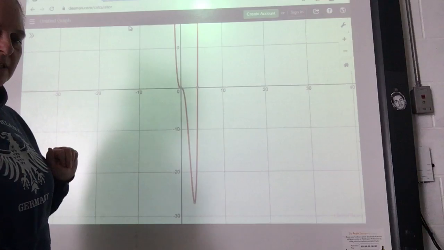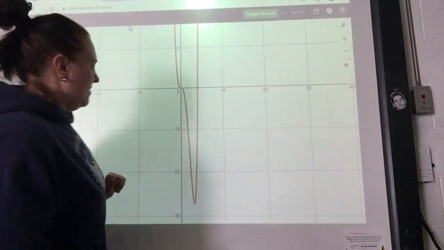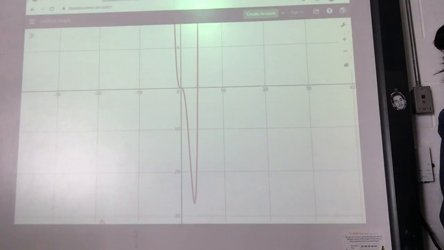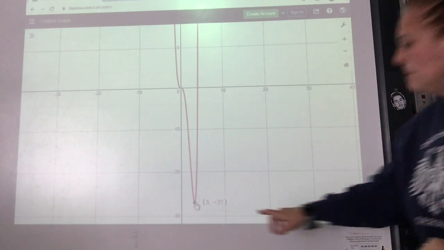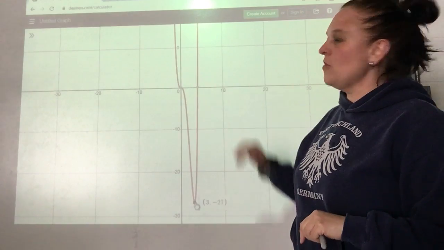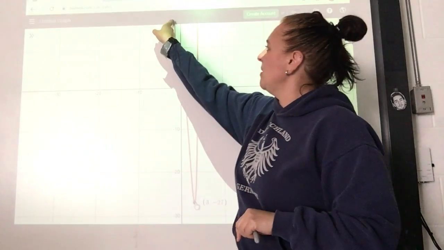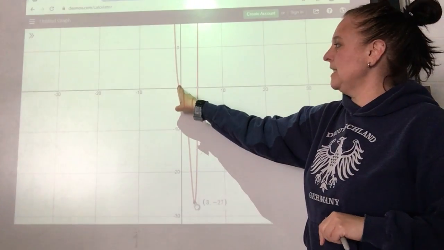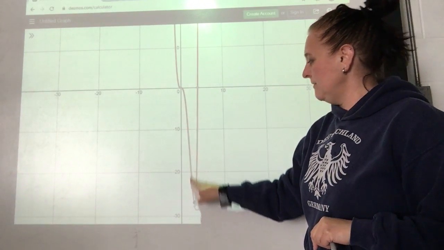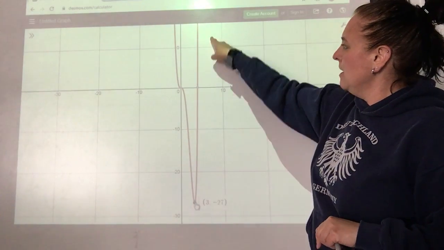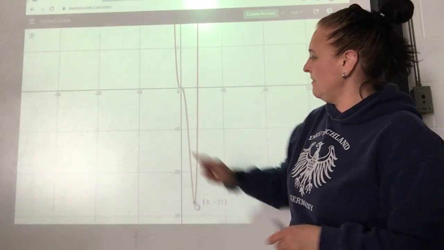Well, let's see if this matches the information we have. Our min value, we thought it should have been at 3, negative 27. Good, we were right. So that is the one min value. You can tell from the graph there's no max value. Now let's look at the concavity. We said that it would be concave up from minus infinity to 0.